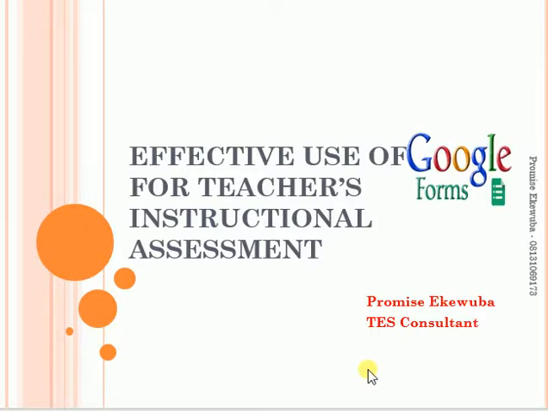I'm a TES consultant. TES stands for Tutelage Educational Services. And today we'll be looking at the training module Effective Use of Google Forms for Teachers Instructional Assessment. This is one of TES's training modules for our Diploma in ICT Integration and Management program, in affiliation with Federal College of Education, Akoka.